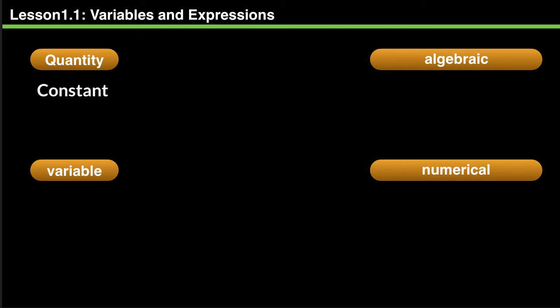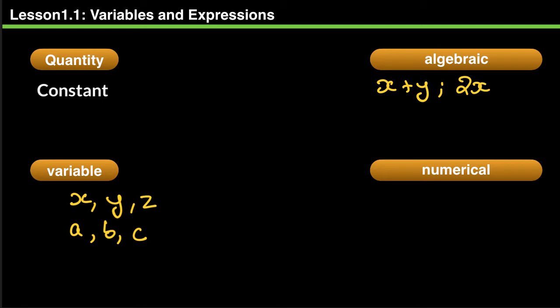A variable is represented by mathematical symbols or letters like, for example, x, y, z, a, b, c. It could be anything. So, variables are represented by letters. What is an algebraic expression? An algebraic expression has one or more variables in it. For example, x plus y is an algebraic expression, or 2 times x is an algebraic expression, or 5x plus y. This is an algebraic expression because it has variables in it.